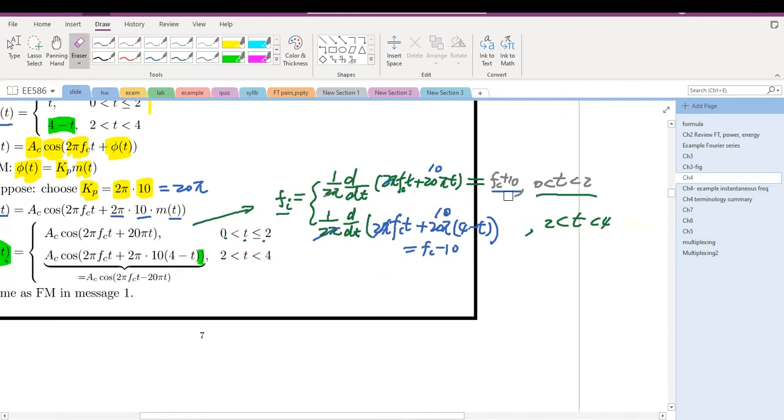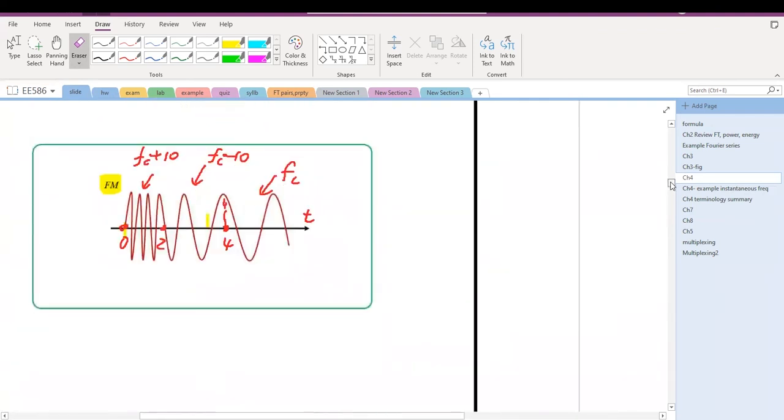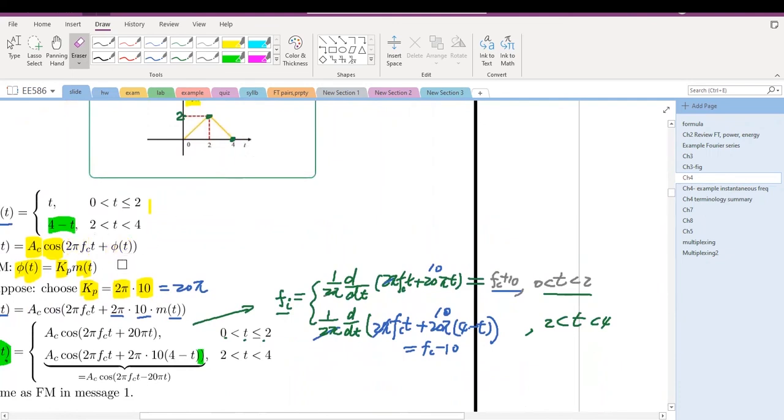The instantaneous frequency is fc plus 10 for t from 0 to 2, and fc minus 10 for t from 2 to 4. And if we plot this waveform, we get exactly this. This is fc plus 10, and from 2 to 4, fc minus 10. And beyond 4, m(t) equals 0, so phi(t) here equals 0 now. So the frequency beyond 4 is fc.